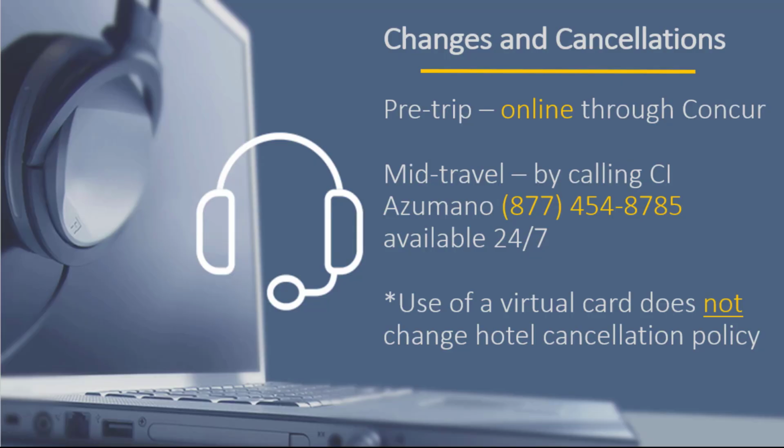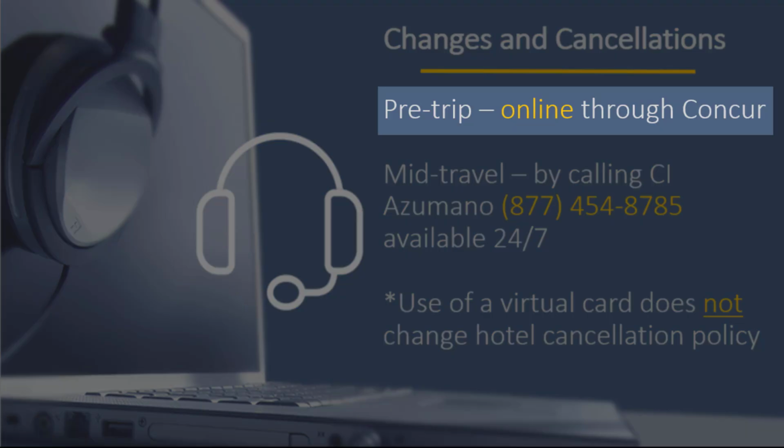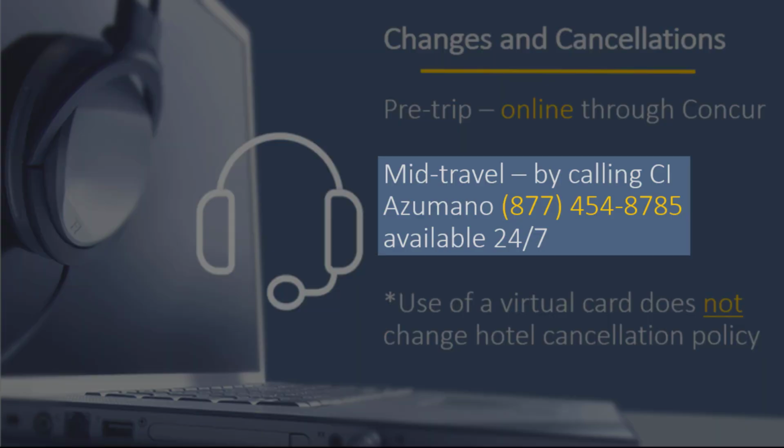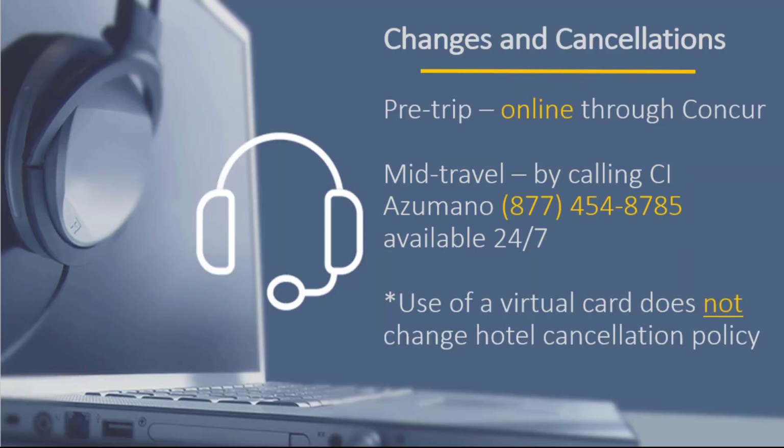Now let's talk about changes and cancellations. If it's pre-trip and you need to make any changes or modifications, you are able to do so within the online booking tool Concur. However, if you are mid-travel, I highly recommend you reach out to CI Azumano, and they will be able to assist you in making these changes and cancellations. They are available 24/7, so you don't have to wait. They should be able to assist you in making those modifications.